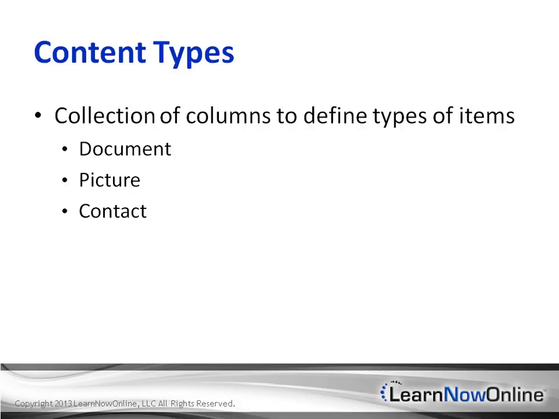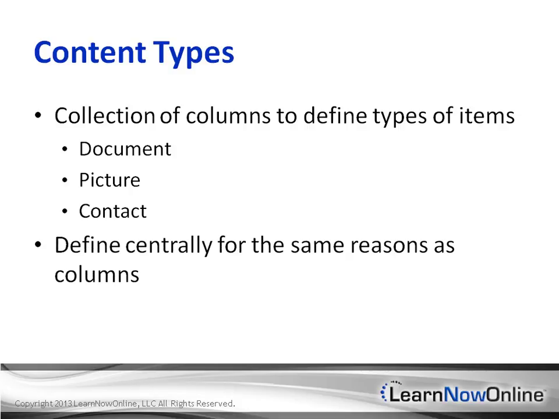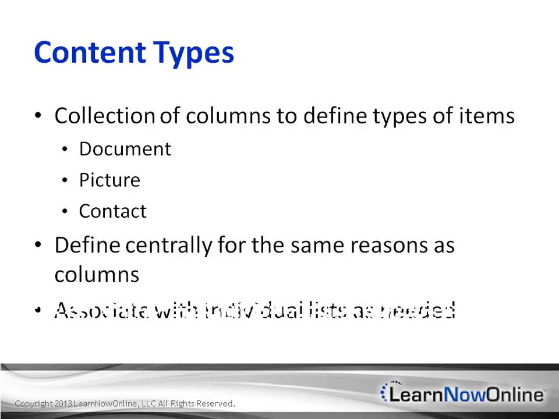We need to define our content types centrally for the same reasons that we need to define columns centrally, which is that it avoids having two things of the same type that SharePoint can't actually recognize as the same type because they were defined manually in more than one place. And it also gives us consistency. Once we have content types defined centrally as site content types, then we can associate those with individual lists as needed. All right, so let's do that.